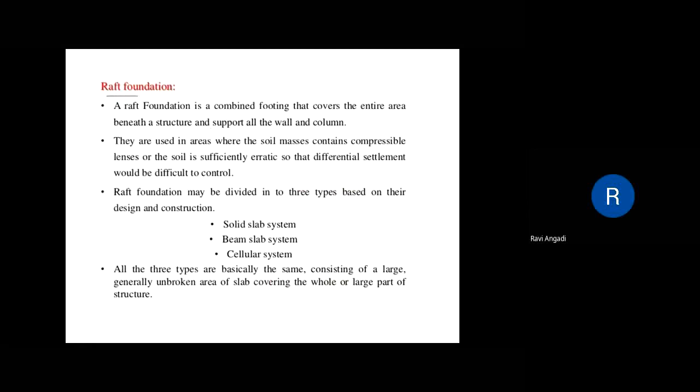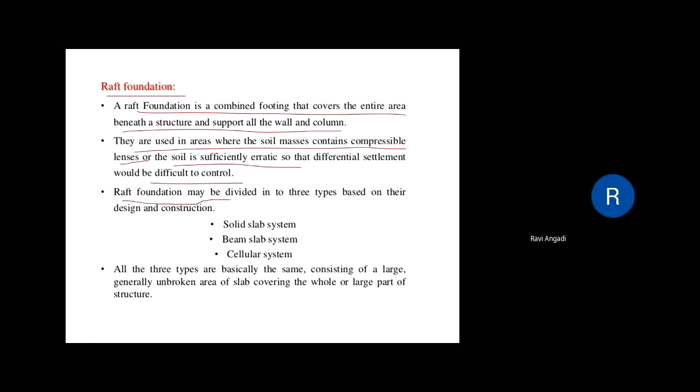Then coming to the next, a raft foundation. A raft foundation is also a combined footing, and it covers the entire area beneath the structure and supports the wall and columns. They are used in areas where the soil masses contain compressible lenses, or the soil is sufficiently erratic in nature that differential settlement would be difficult to control. So there is a lot of differential settlement, and the soil is erratic in nature. In that case, a raft foundation needs to be provided.